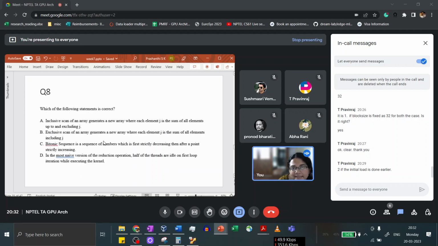Which of the following statements is correct? Inclusive scan of an array generates a new array where each element j is the sum of all elements up to and excluding j. Exclusive scan of an array generates a new array where each element j is the sum of all elements including j. Bitonic sequence is a sequence of numbers which is first strictly decreasing, then after a point strictly increasing. In the most naive version of the reduction operation, half the threads are idle on first loop iteration while executing the kernel. Which of these is correct is your question.